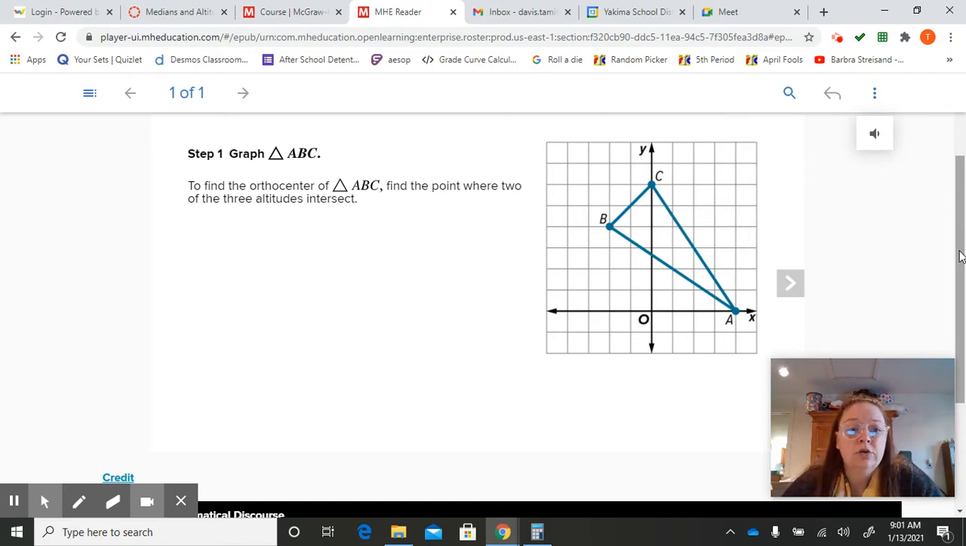So here we go. Graph triangle ABC. So first thing you're going to do is plot the points of A, B, and C that are given to you onto the coordinate grid.